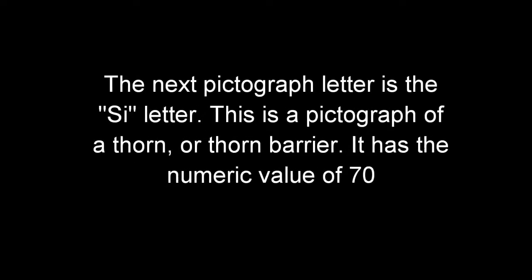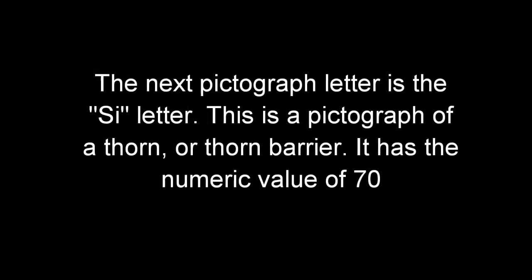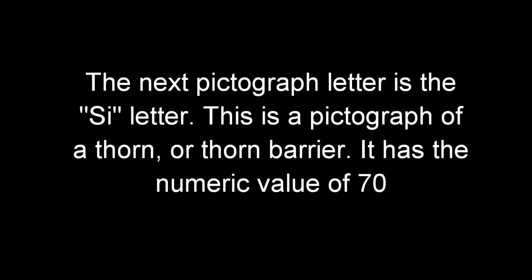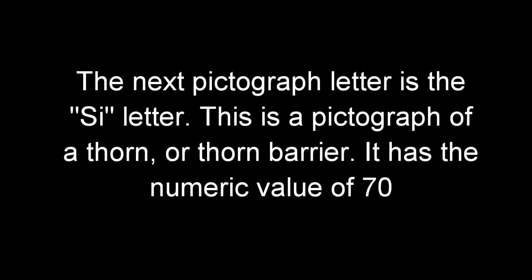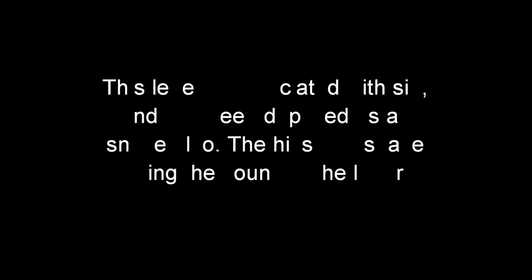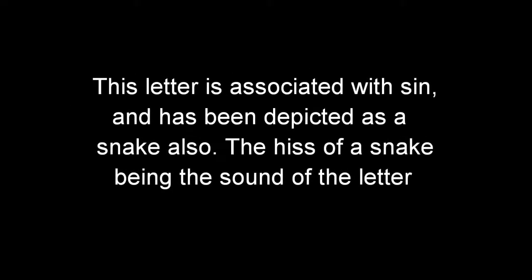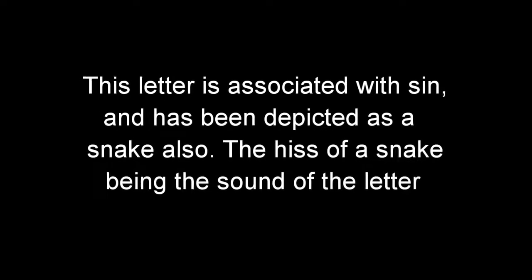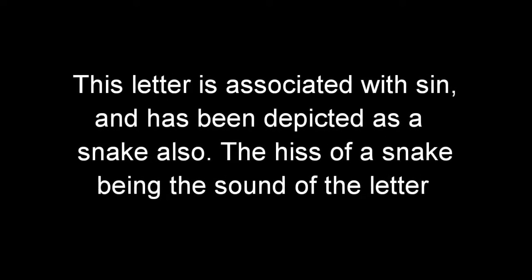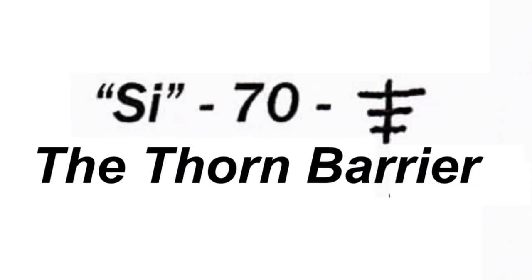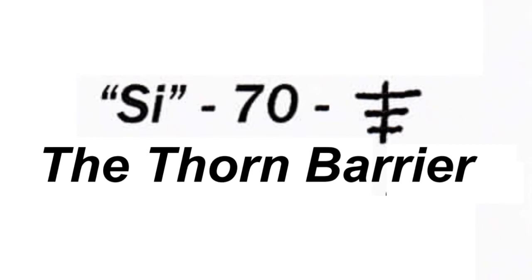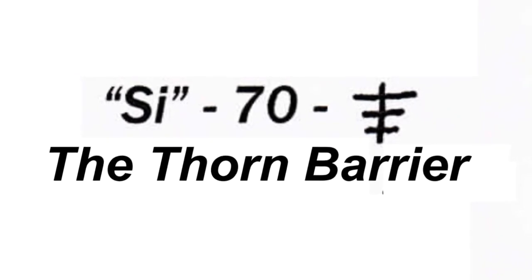The next pictograph letter is the Sin letter. This is a pictograph of a thorn or thorn barrier. It has the numeric value of 70. This letter is associated with sin, and has been depicted as a snake also, the hiss of a snake being the sound of the letter. The thorn barriers were created by the Paleo people, to contain their flocks and herds in a field. Here is a picture of the Sin pictograph letter, and its numeric value and sound.